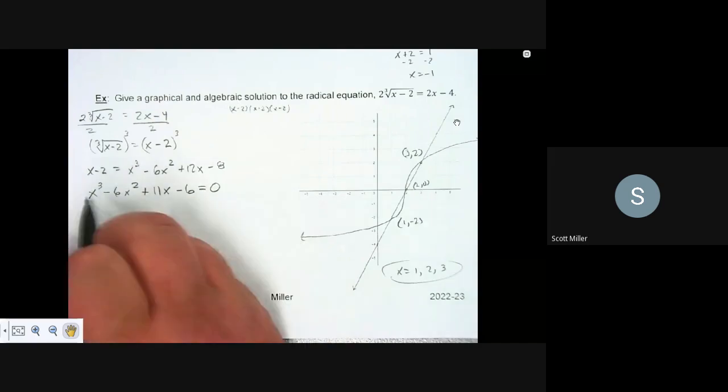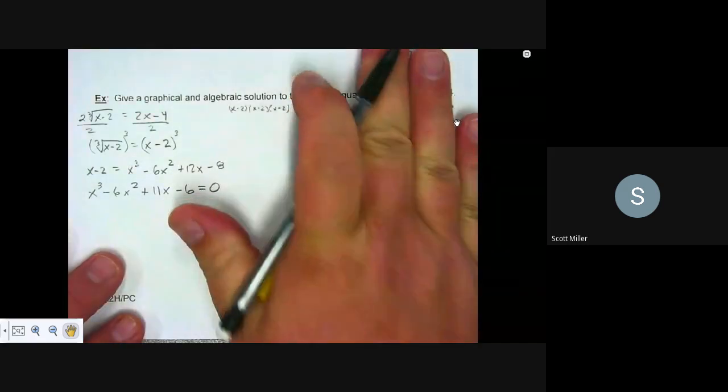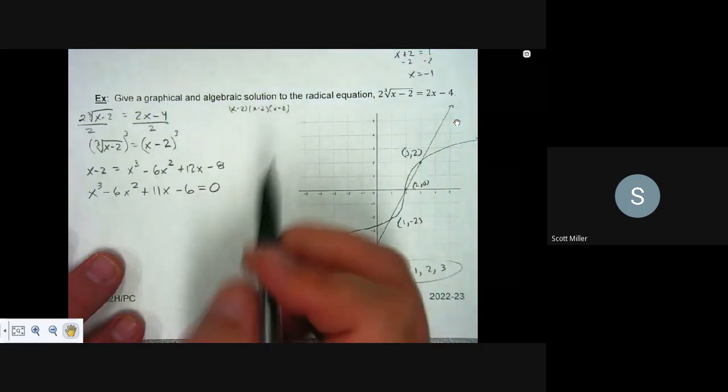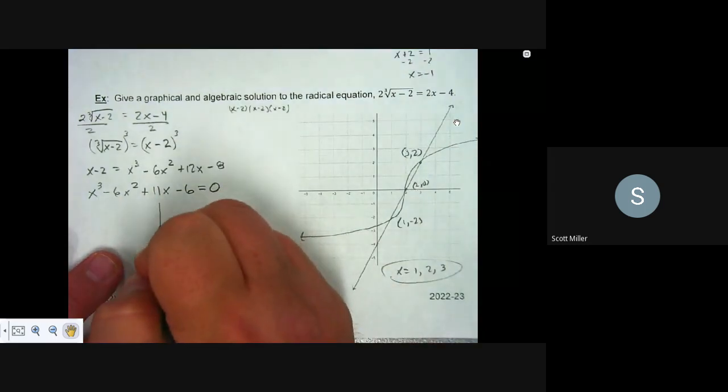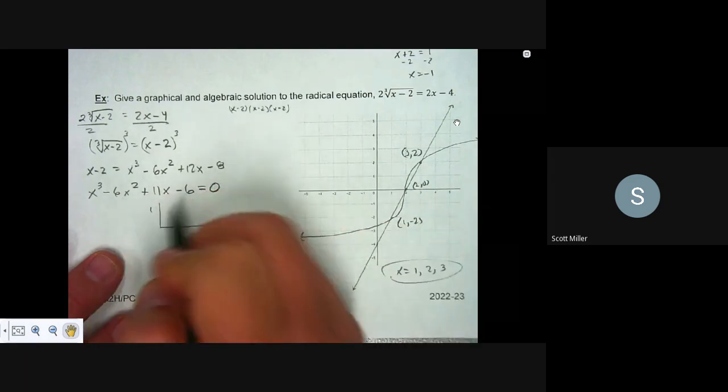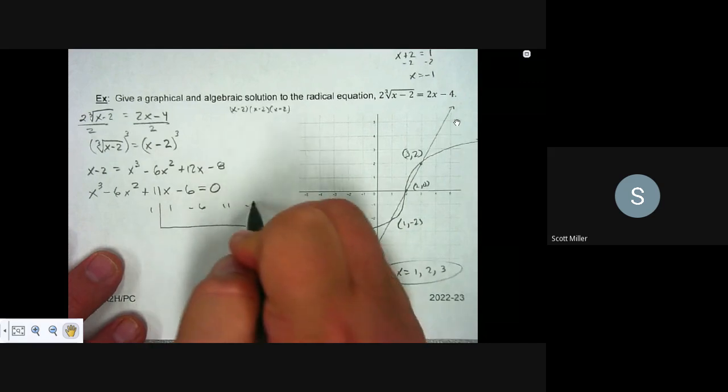You can use a graphing technique: type this in the calculator and see where it crosses the x-axis. When you have that, you can do synthetic division. Remember synthetic division, so we know that 1 might be a choice. This is 1, negative 6, 11, negative 6.